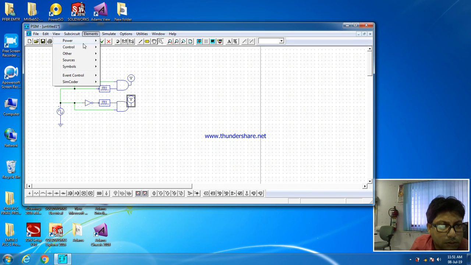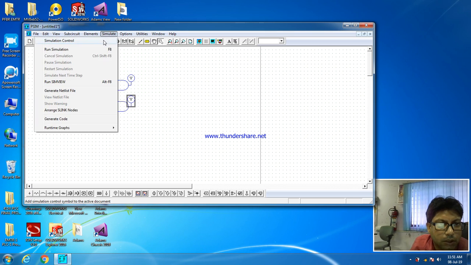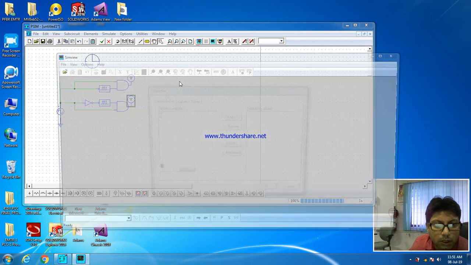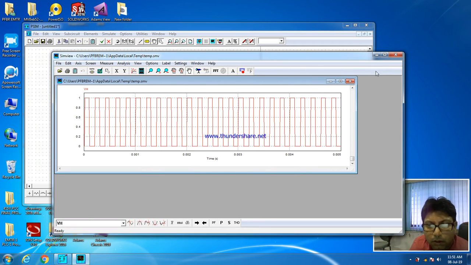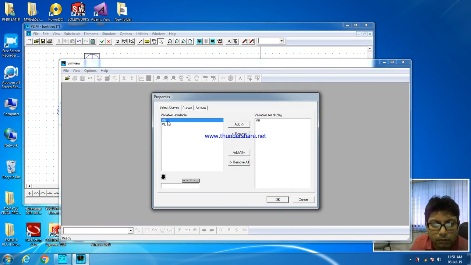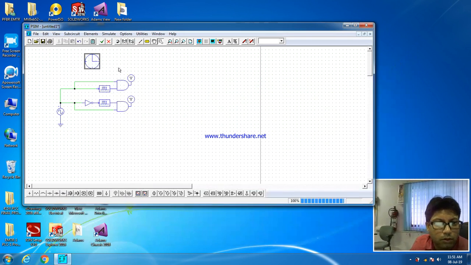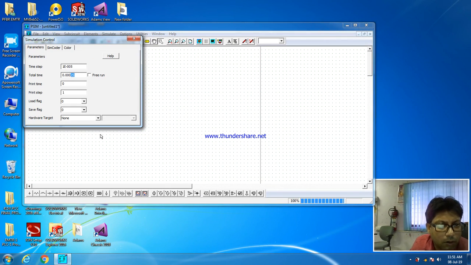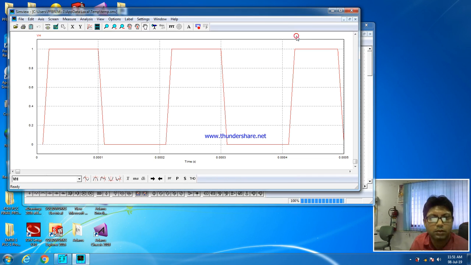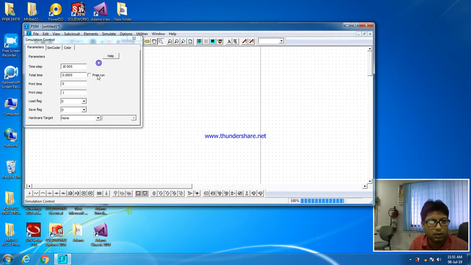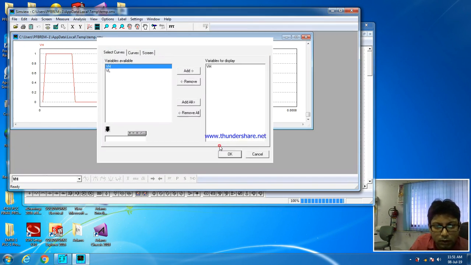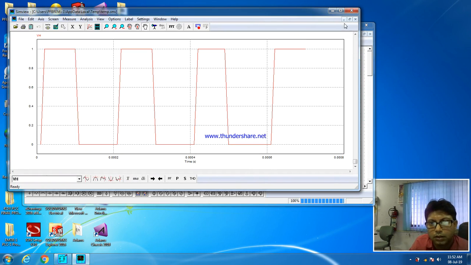Okay, now let us understand. This is the simulation control. Let us see how many pulses there are. I will use 0.02 again. It is too low. Let us try 5. Three pulses are coming. I'll put 7, then 8.